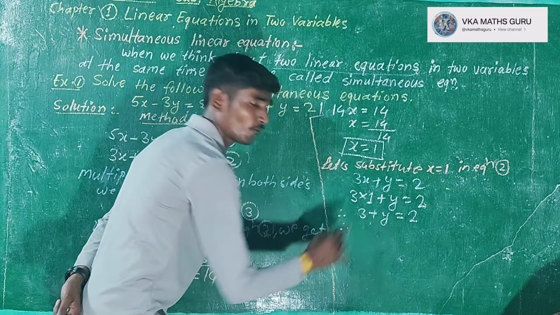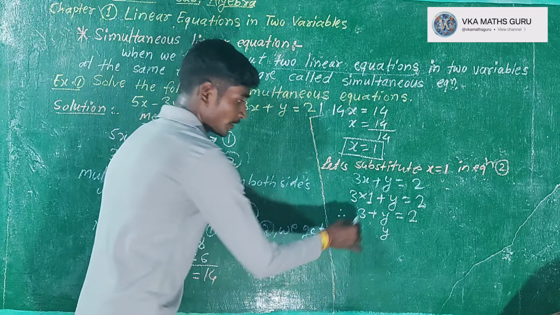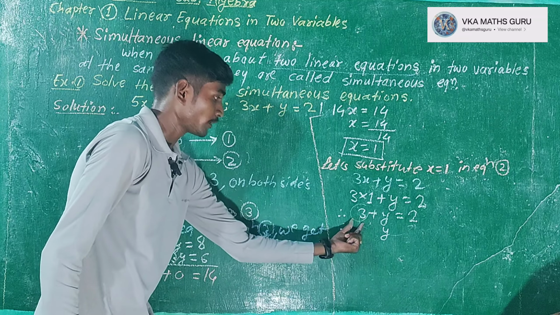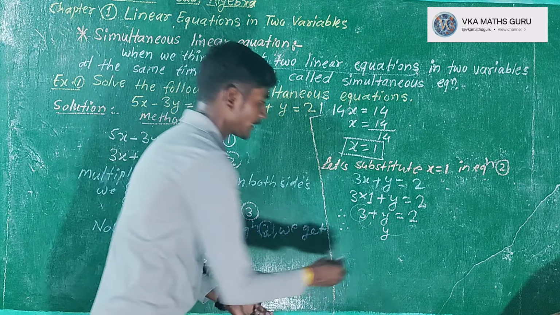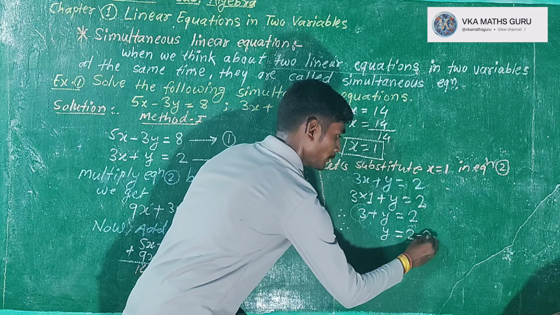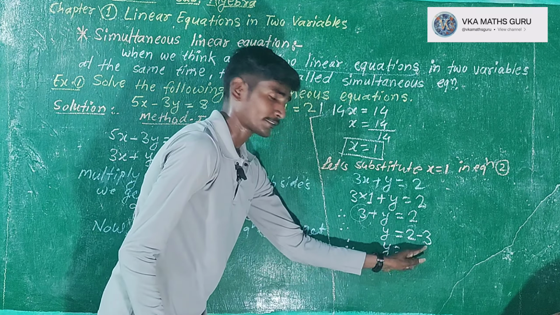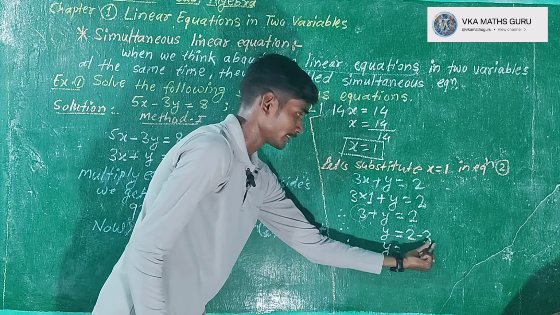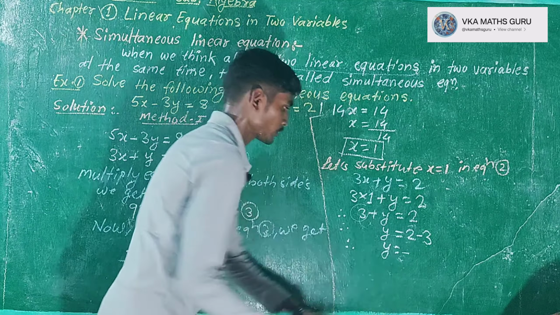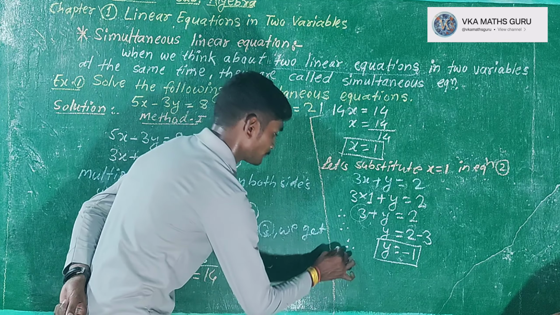So we want only y, that's why y is here. But this plus 3, whenever plus 3 goes to the opposite side of the equal sign, the plus sign becomes minus. That means here 2, but this 3 comes here, that means minus 3. So y is equal to 2 minus 3. So smaller number minus greater number, the minus sign comes before, and 3 minus 2 is 1. That means y is equal to minus 1.